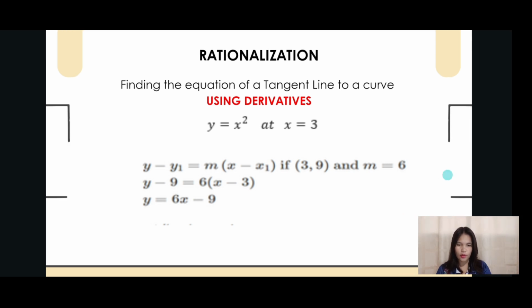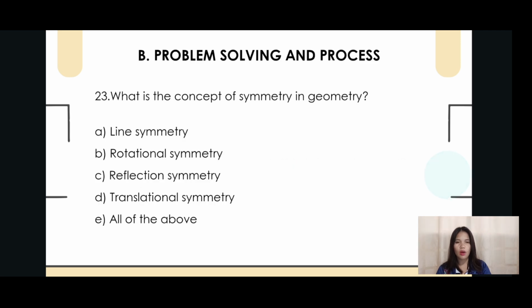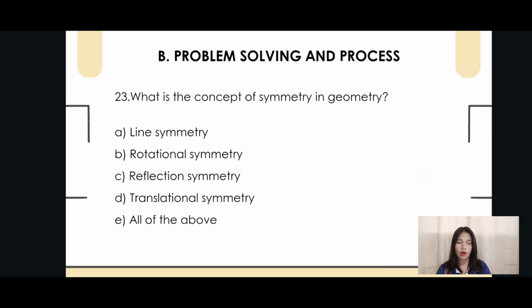Next question, number 23. What are the types of symmetry in geometry? A, glide symmetry; B, rotational symmetry; C, reflection symmetry; D, translational symmetry; or all of the above. You have a few seconds to think or look for the answer. So the answer is all of the above. It means glide, rotational, reflection, and translational symmetry are all types of symmetry in geometry.